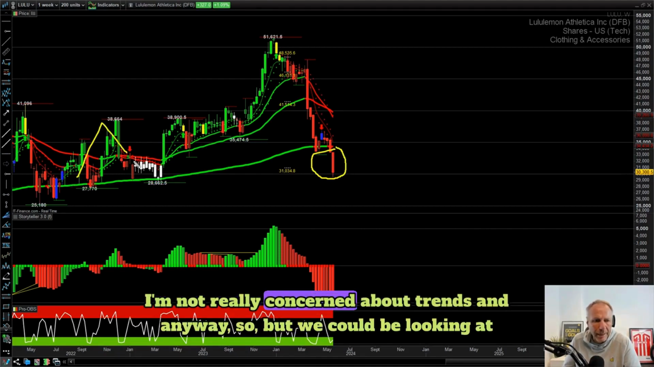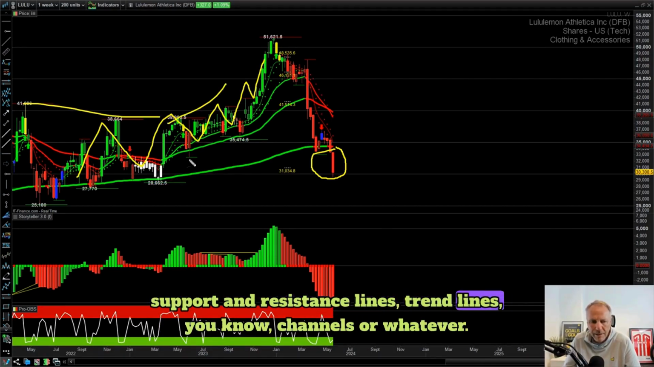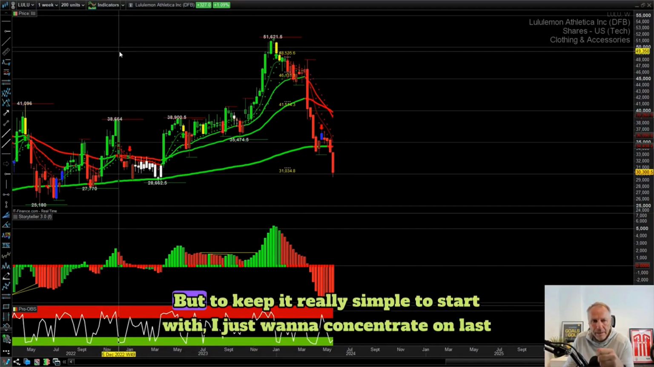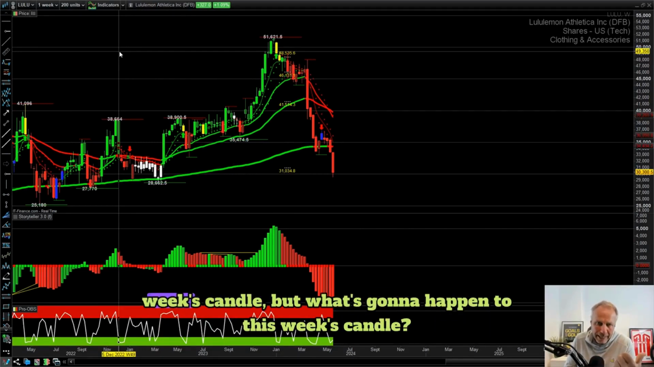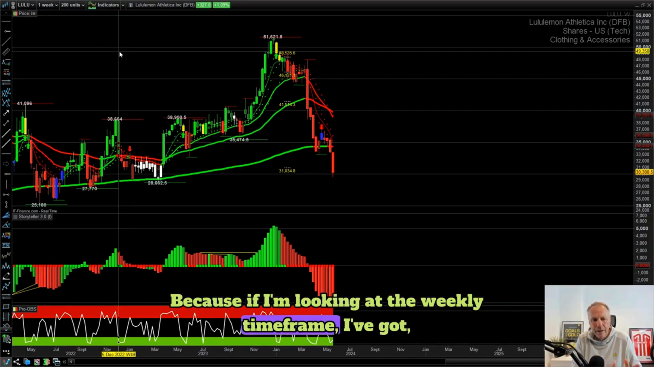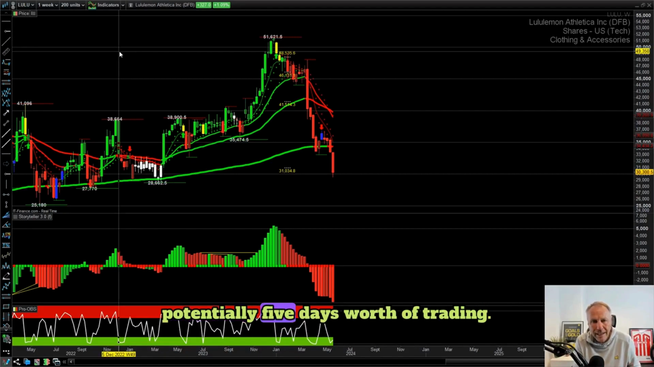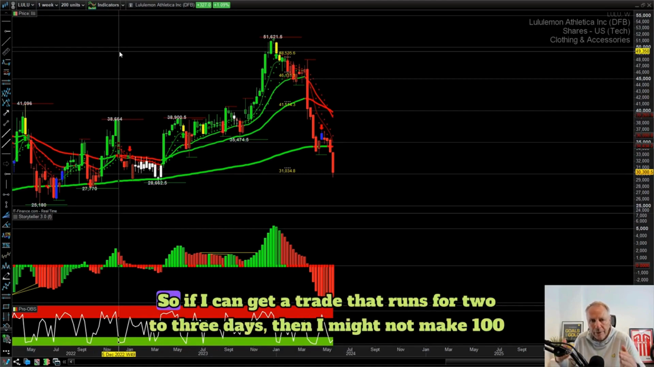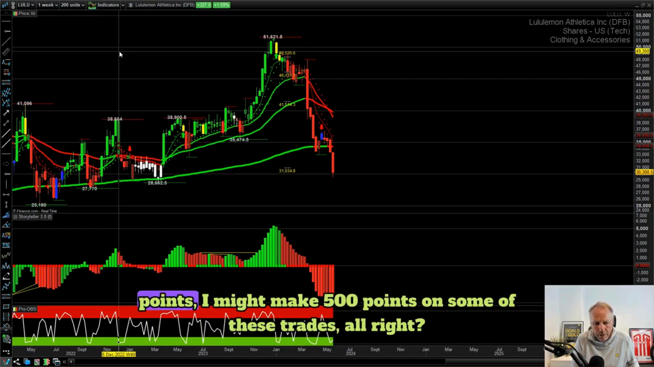I'm not really concerned about trends, and anyway, we could be looking at support and resistance lines, trend lines, channels or whatever. That is perfectly fine. That's something I'd certainly do. But to keep it really simple to start with, I just want to concentrate on last week's candle, and what's going to happen to this week's candle. Because if I'm looking at the weekly time frame, I've got potentially 5 days worth of trading. There's 5 days in 1 week, of course, isn't there? So if I can get a trade that runs for 2 to 3 days, then I might not make 100 points. I might make 500 points on some of these trades.